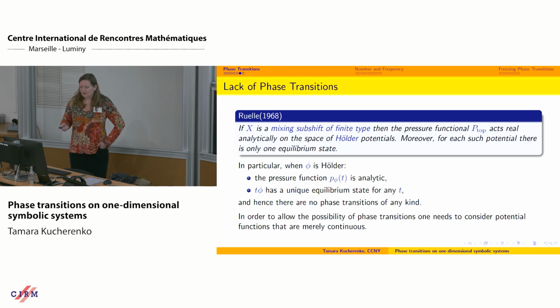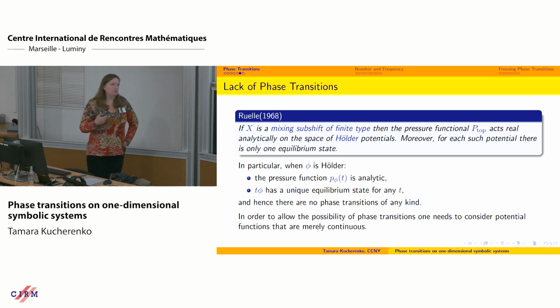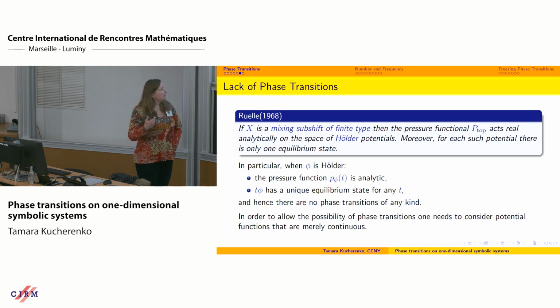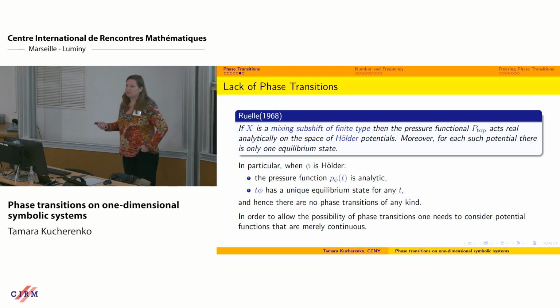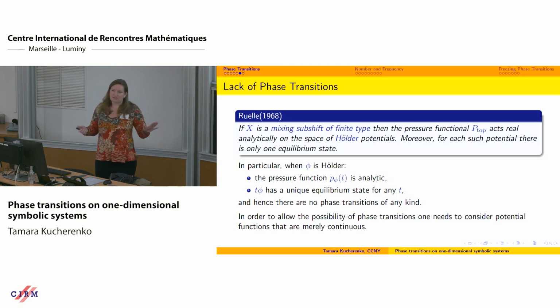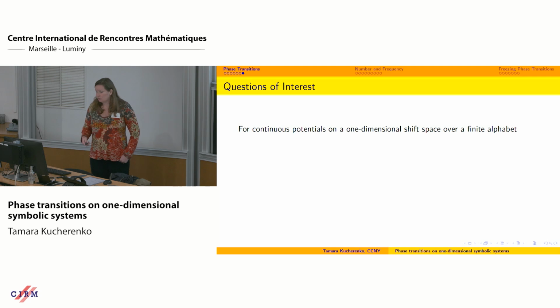To study phase transitions, we have to look at continuous potentials. For Hölder potentials, there is nothing to study here in terms of phase transitions. So from now on, our question is what happens for continuous potentials, and what are those questions?